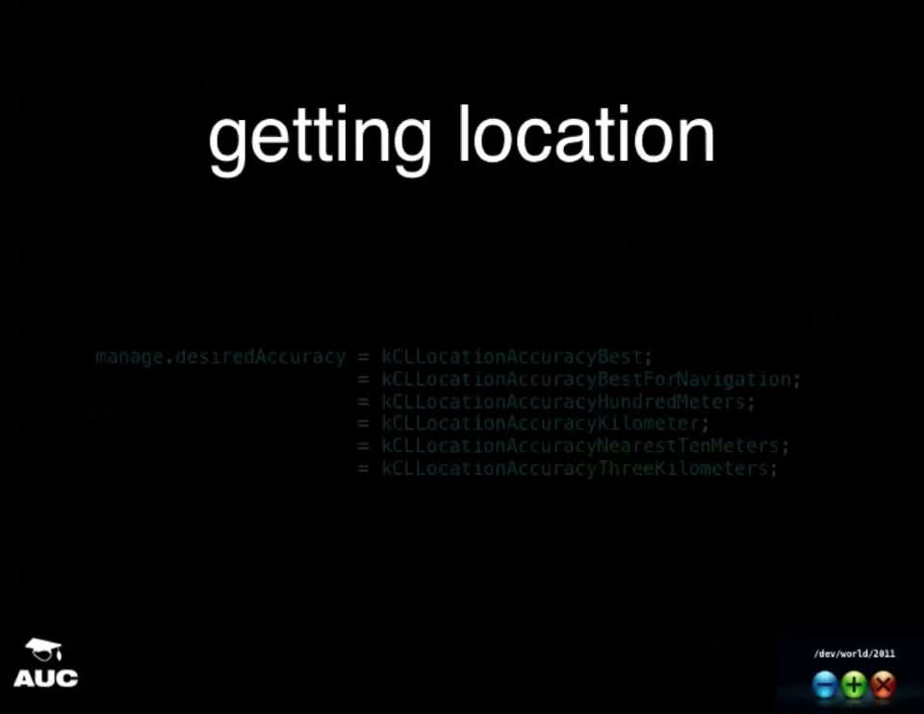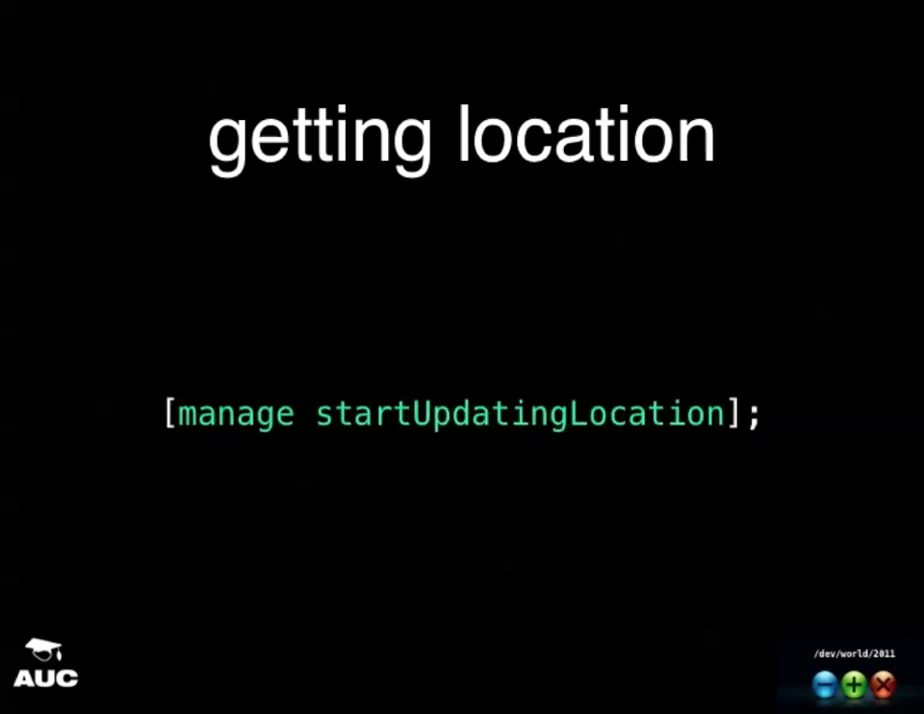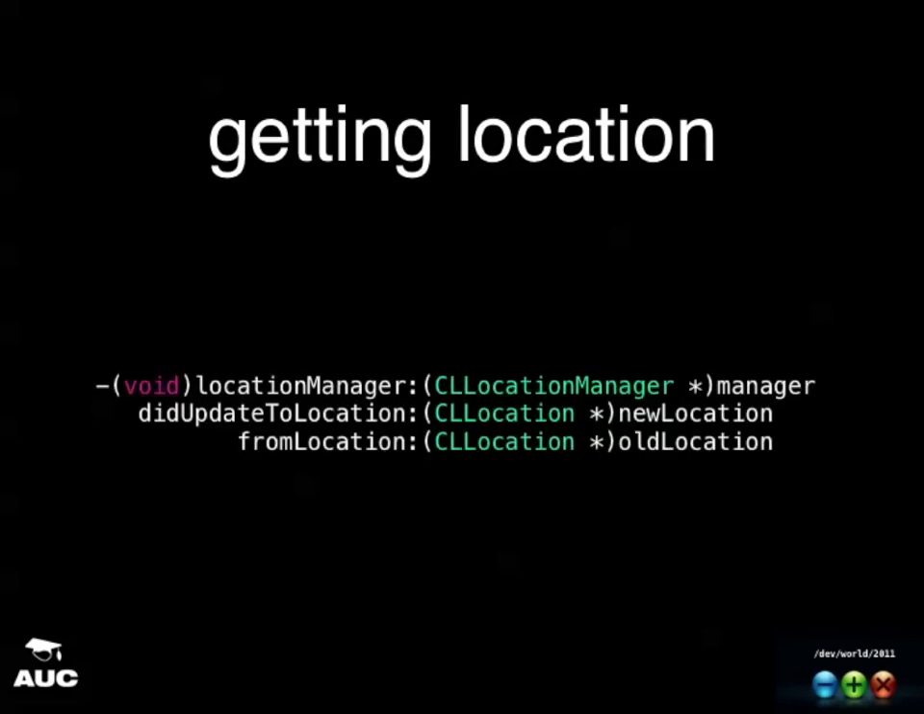Then when you actually want to start getting your location, tell it to start updating location, and your delegate method gets called every time it gets updated. If you do set a lower accuracy, this method will still get called if it happens to get a perfectly accurate lock anyway. So it's not like you're losing the ability to get a really accurate lock. It just means that it might not necessarily always return an accurate lock. So that's your first option.